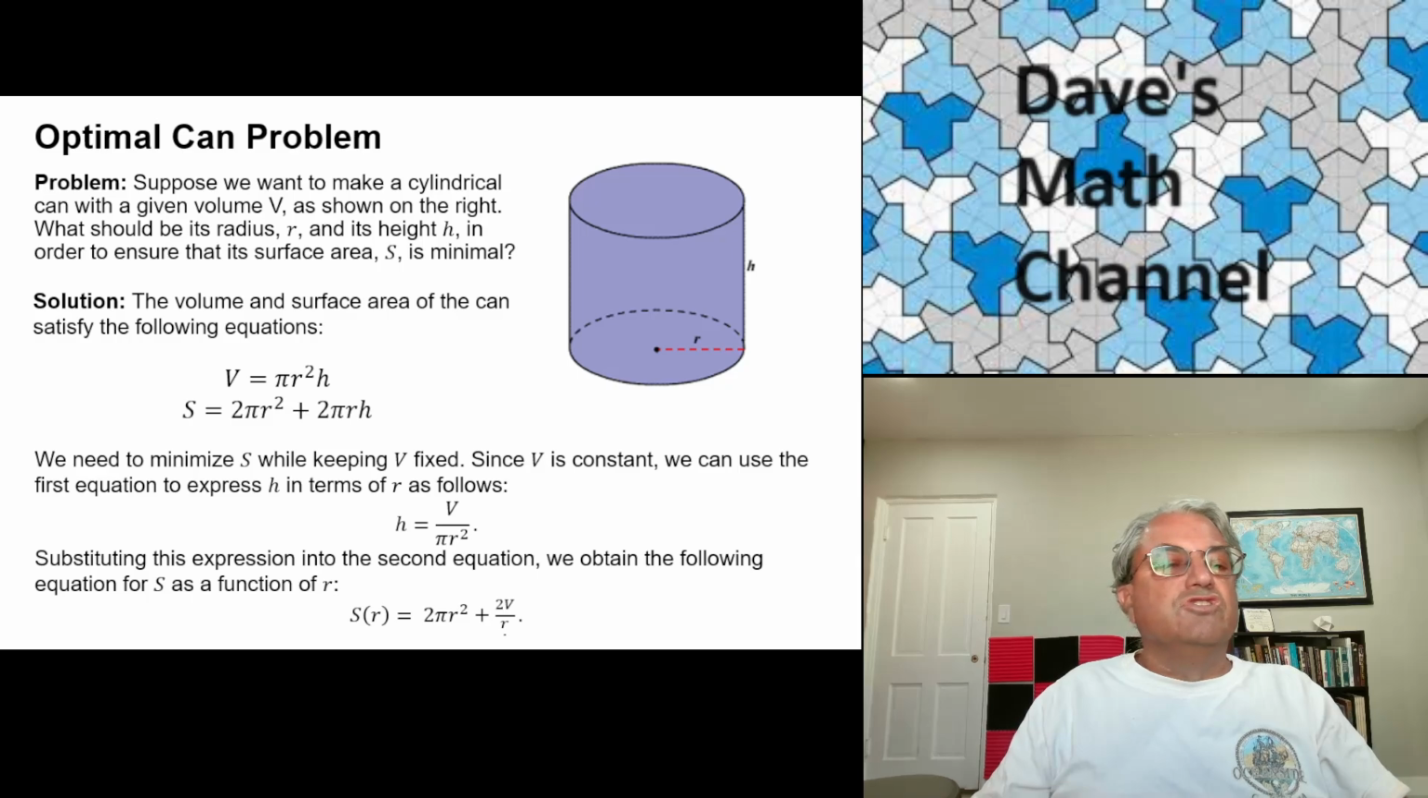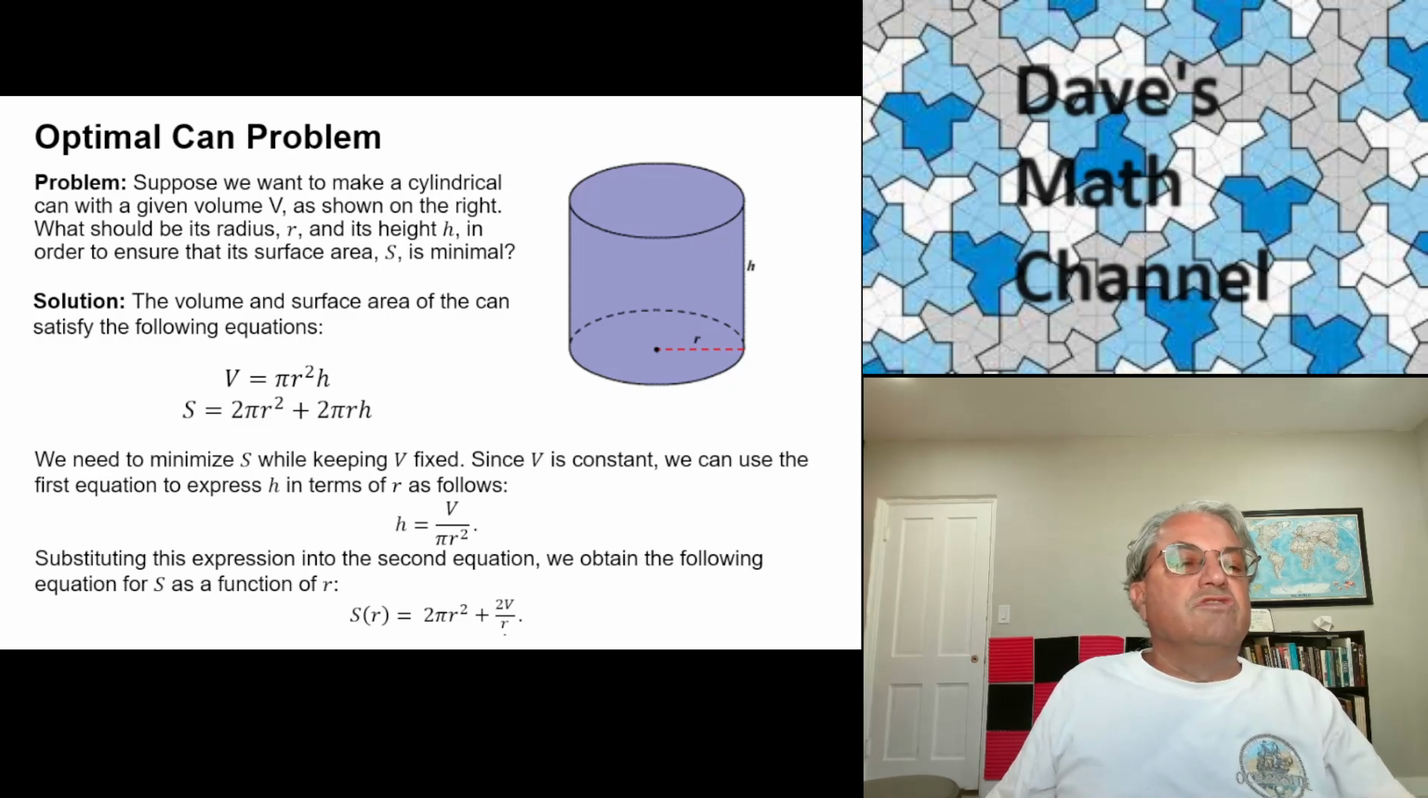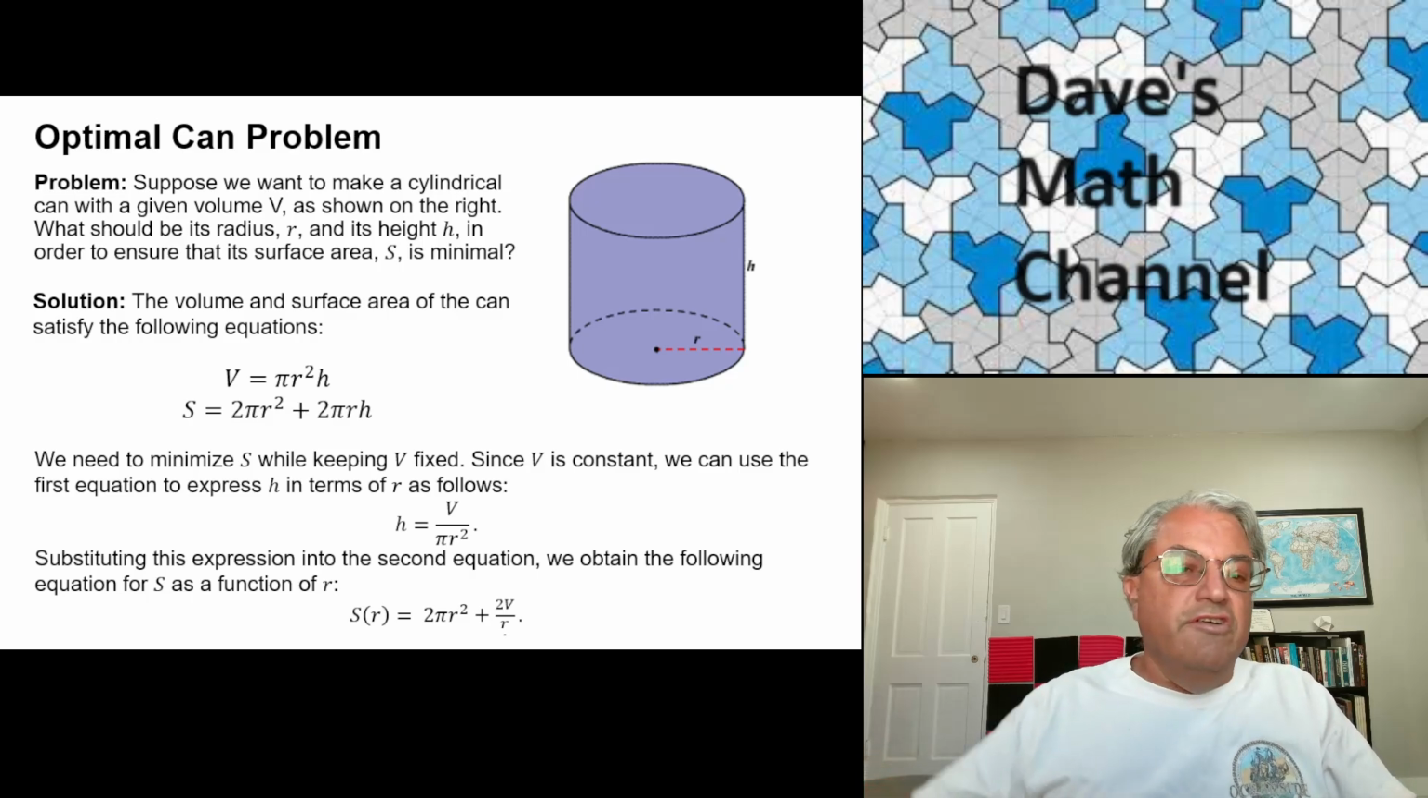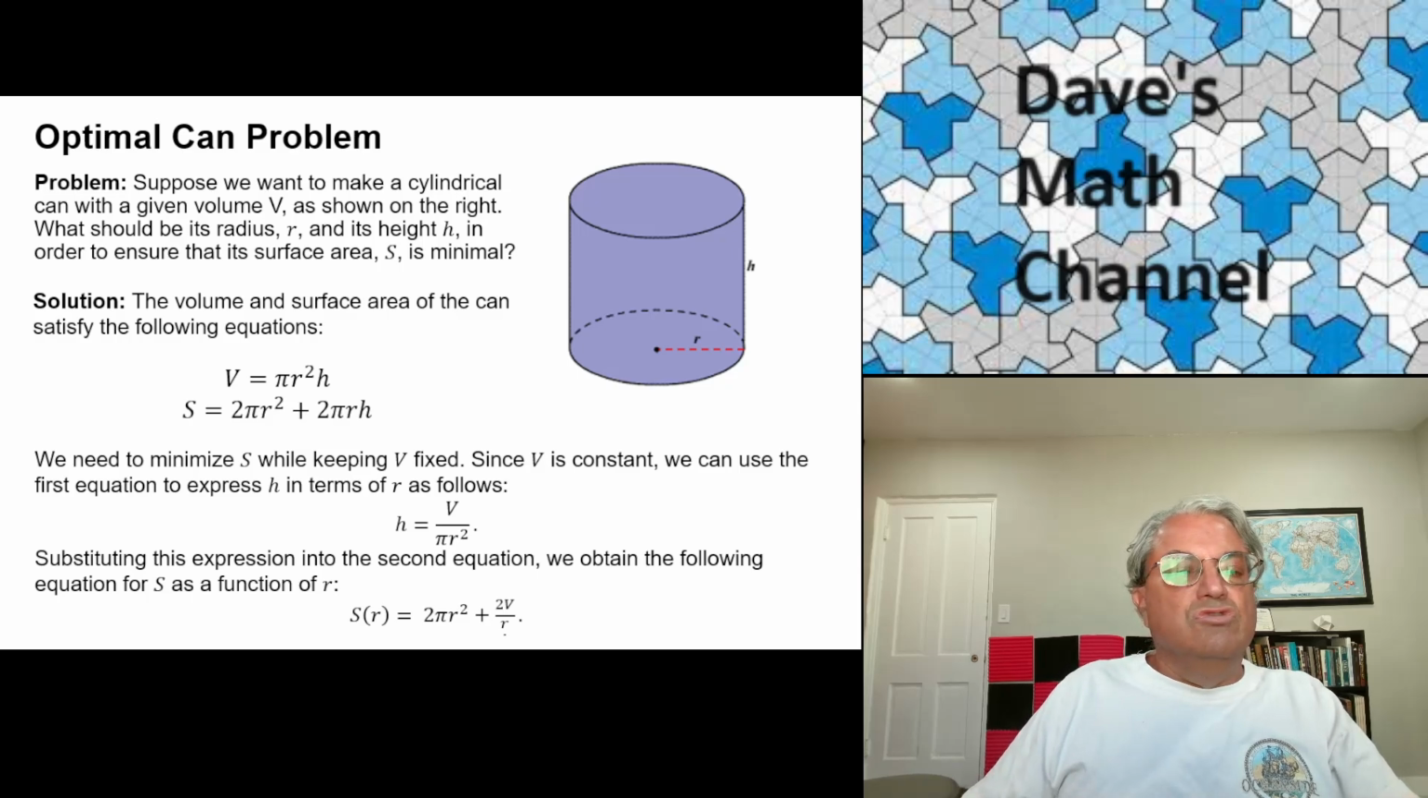Let's set this up. First we want to come up with formulas for the volume and the surface area, and I think you all learned these probably in grade school or maybe high school. The volume of a cylinder is pi r squared h, and the surface area consists of two end caps, each with area pi r squared, so their total area is 2 pi r squared, and the surface area of the curved portion is 2 pi r h. So these are the formulas.